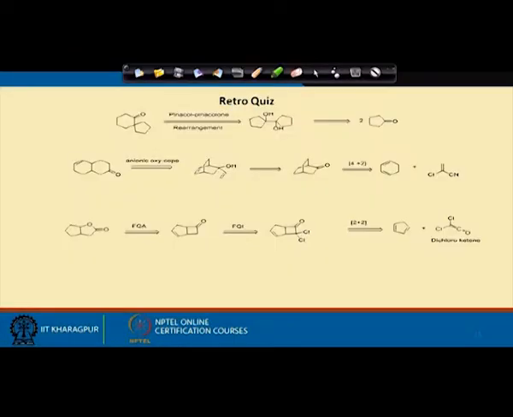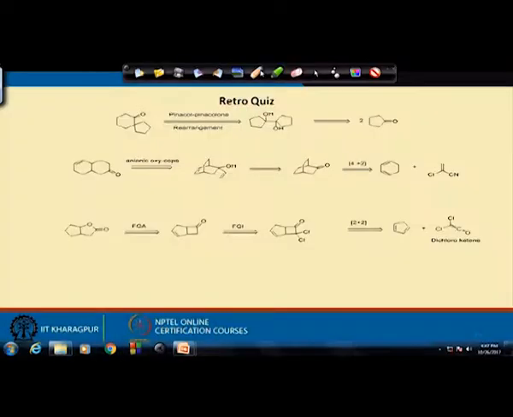So, this pathway is a 3-step pathway. You start with a ketene, then take cyclopentadiene as the first step, then you do a dechlorination here. Once you get the intermediate, you do a Baeyer-Villiger oxidation, and finally palladium charcoal mediated hydrogenation, which gives you the final product.